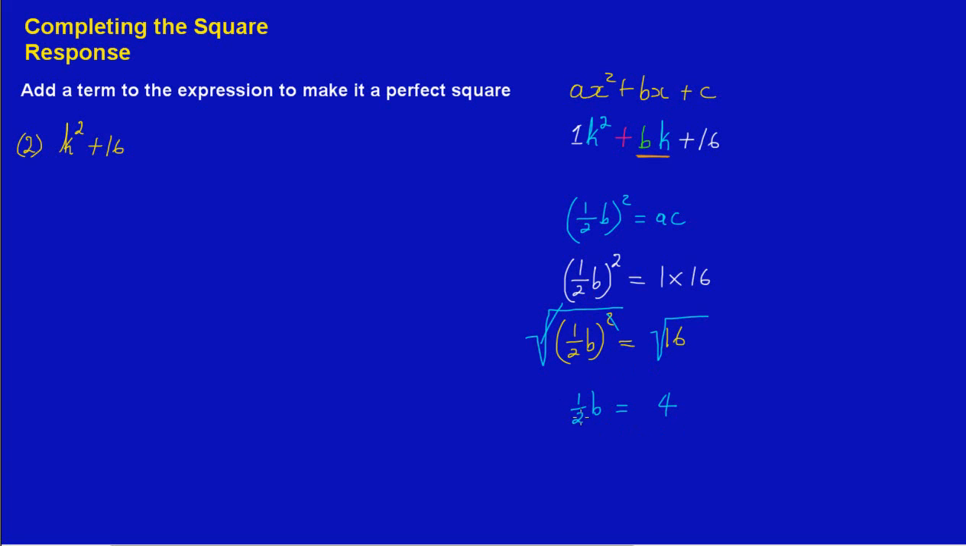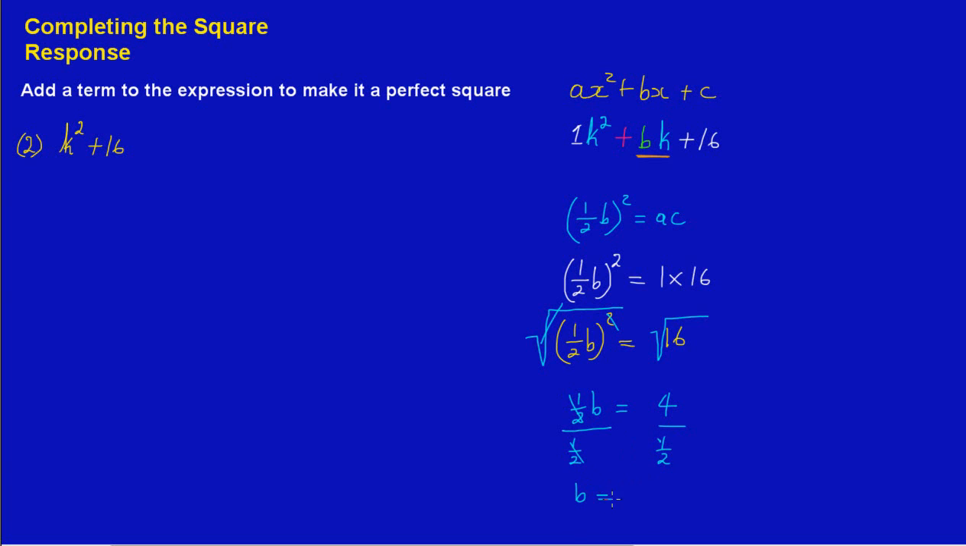So all I'm saying here now is that I have a half of b. A half is multiplying b, so I need to divide through by a half. So I'm going to divide through by a half. What I do to one side, I do to the other. So now this half will cancel that half, and I have b.